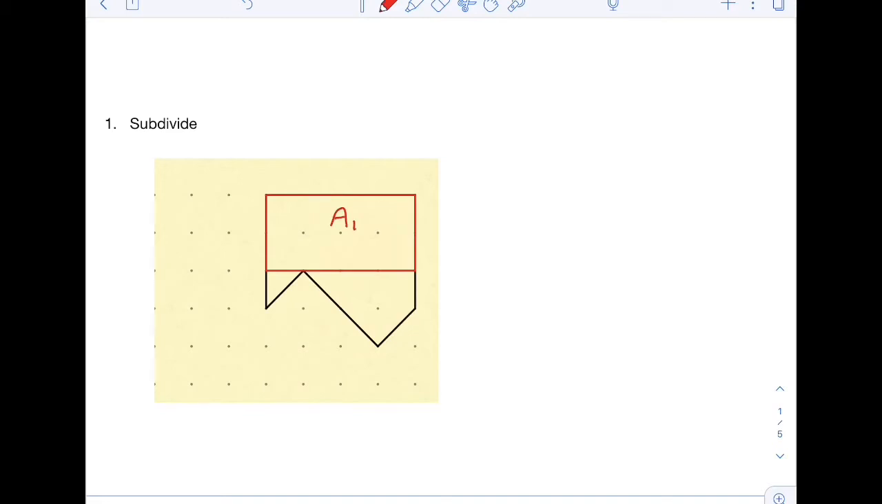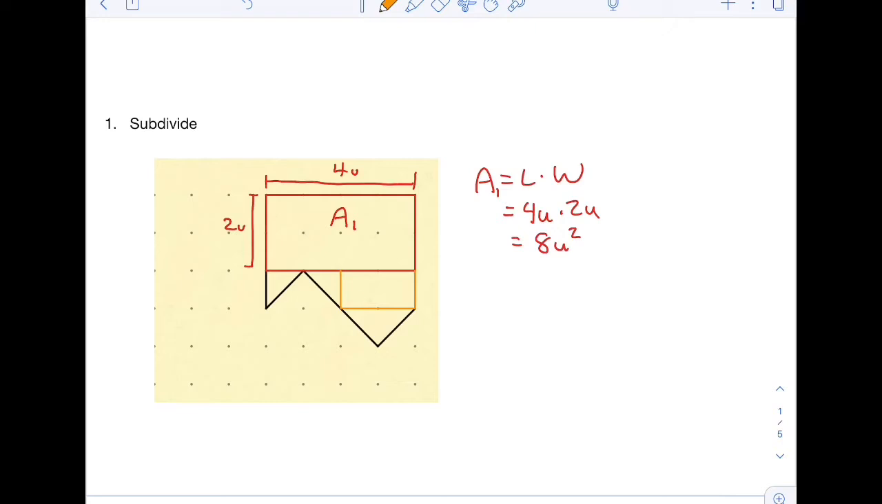First, I can see a rectangle in there. I know that the area formula for a rectangle is length times width. I'm counting spaces here. So this is 2 units, and this is 4 units. So the area of my first shape in there is 8 square units. The second shape that I've labeled is also a rectangle. So it's still length times width, and we have a 1 unit by 2 unit rectangle. And then I'm just left with adding up the remaining triangles that I have there.